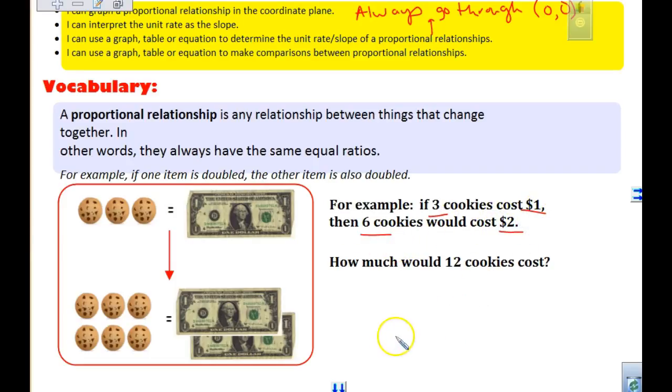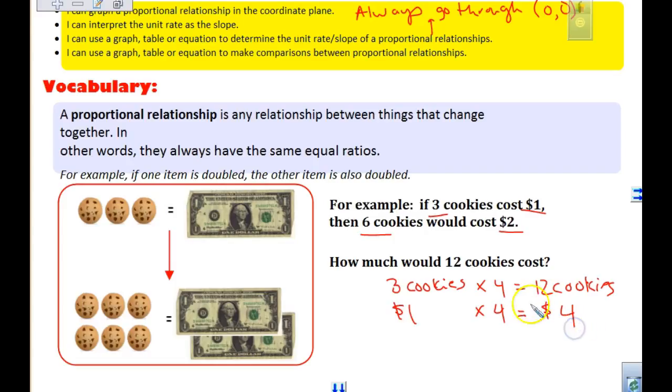And your first homework question is very much like this. It says, okay, well, how much for 12 cookies? Well, if we think of starting with 3 cookies, how do you get from 3 to 12? You take it times 4, and that gives us 12 cookies, right? So if I'm looking at it, it was 3 cookies for $1, which means I'm now going to take the $1 times 4, and it should be $4 for 12 cookies, right?